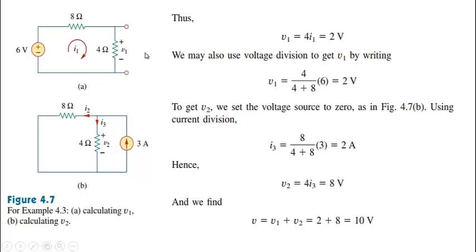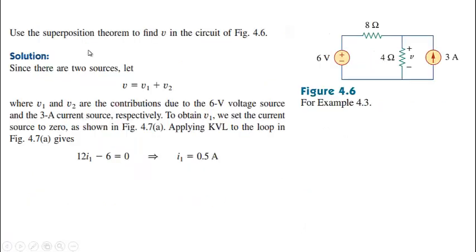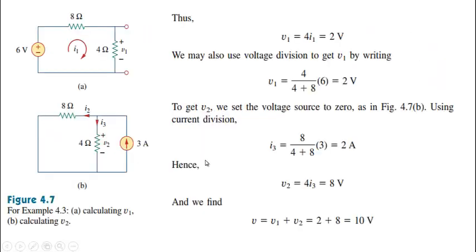you can see that 6 is equal to 8i plus 4i, that is 6 will be equal to 12i. That is what has been written here: 12i minus 6 is equal to 0, or 6 is equal to 12i, or I1 is equal to 0.5 amperes. Here V1 will be equal to 4 times I1. So I1 is 0.5, that means V1 is equal to 2 volts.